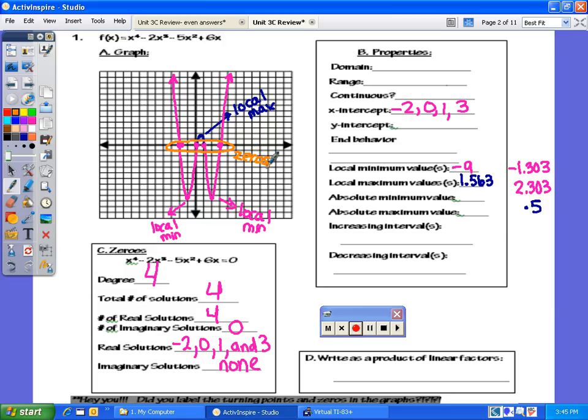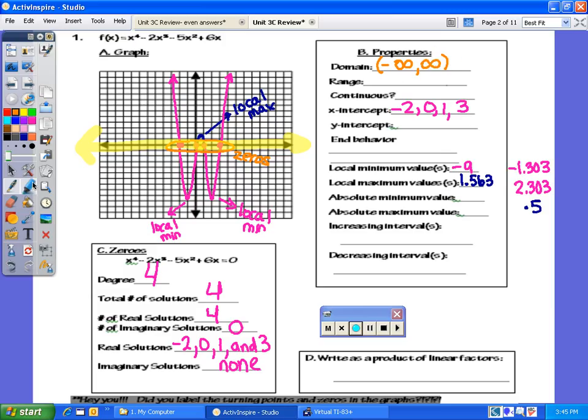Okay, so you know that domain is kind of like a tug of war. Domain is how far to the left are you going and how far to the right. Well, looking at these arrows, they go in all directions forever. So my domain is going to be negative infinity to positive infinity.